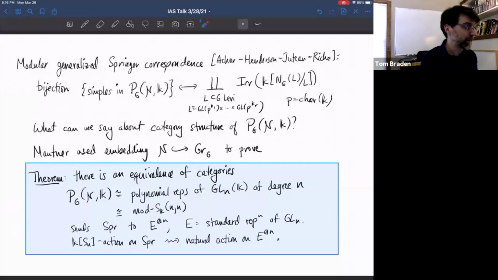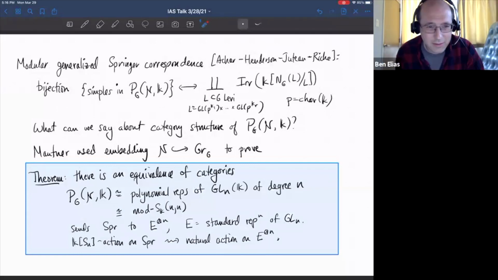Any questions? Does there happen to be an analog of this in type C?